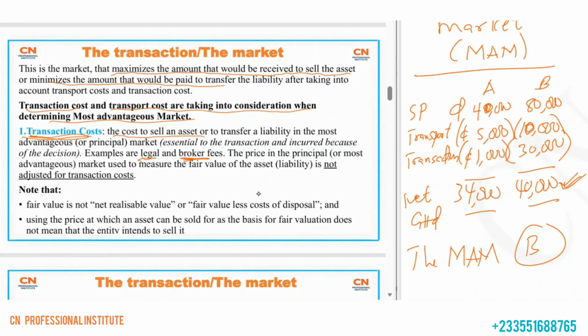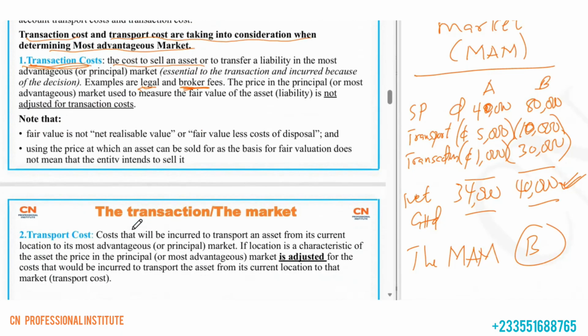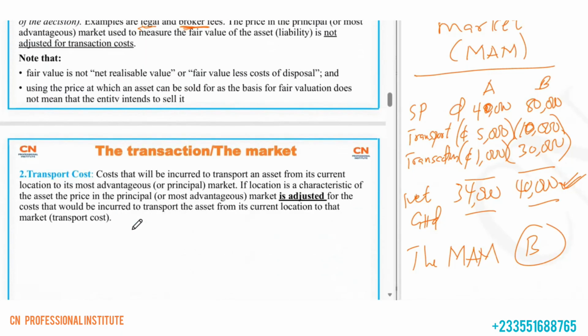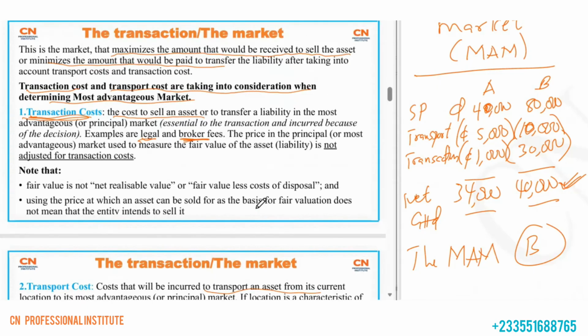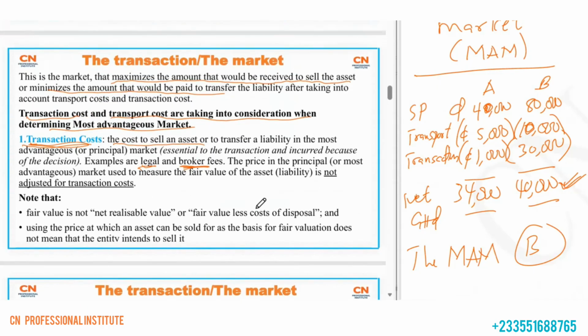Don't forget the transport cost and the transaction cost. Transport is the cost incurred to carry the asset from its current location to the market, either the most advantageous or the principal market. All right, so that's it with the most advantageous market. It is the market that maximizes the amount we are going to receive to sell the asset. If it's a liability, it will minimize, after you've taken into account transport and transaction cost.